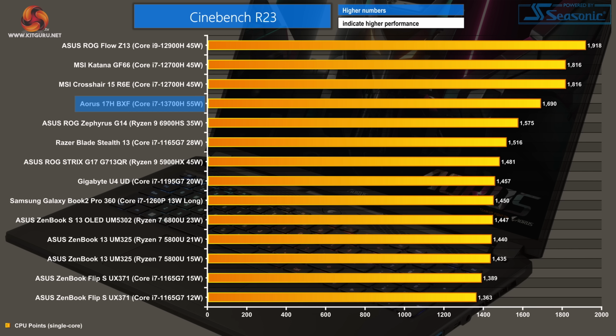Perhaps it's the influence of the power profile that we selected, or early system and Windows drivers maybe, but there was a clear deficit for the Aorus 17H in our testing when compared to some previous generation processor models.